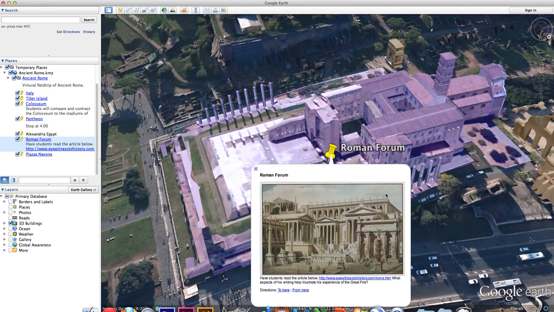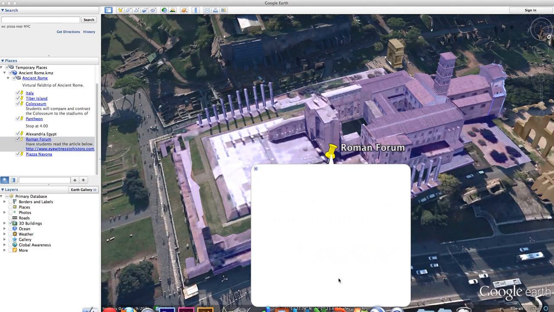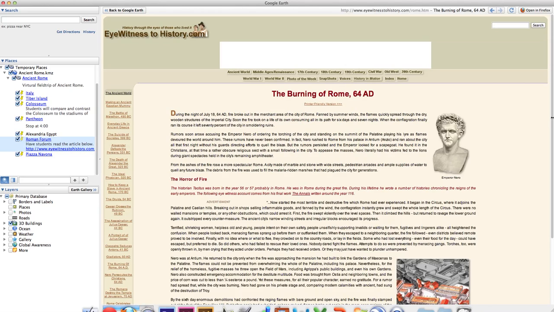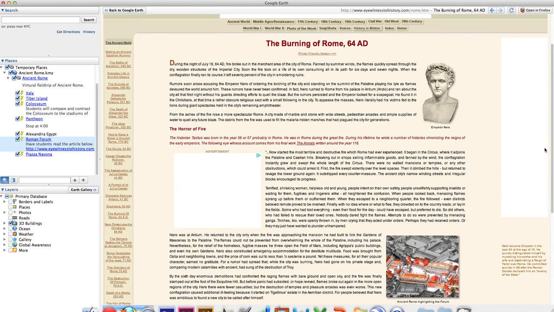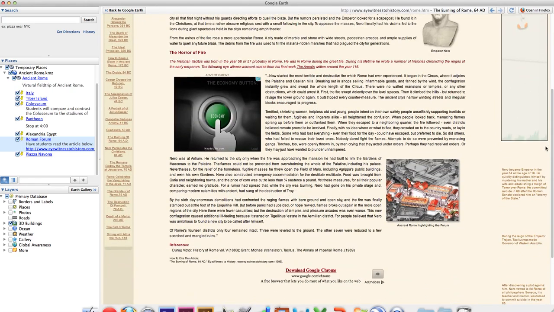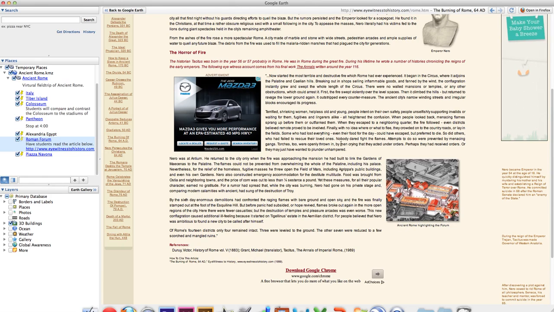However, before it was restored after the Great Fire, Tacitus was able to write a first-hand account about the Great Fire and how the Roman Forum was destroyed during this. Now we are going to take the time to read Tacitus's first-hand account, starting with the horror of the fire. And then after, we'll read that now.